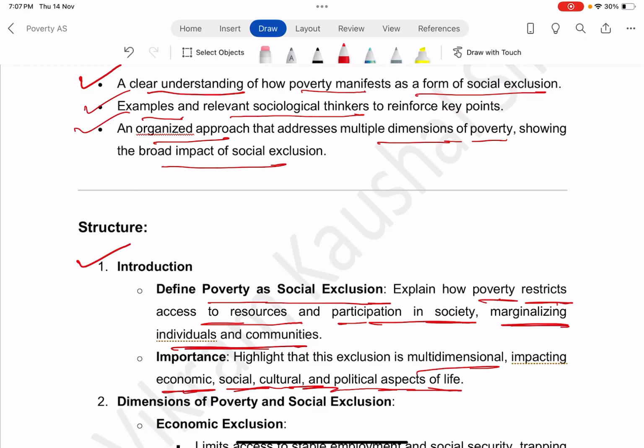So the first paragraph is going to be the introductory paragraph for us. And in this introductory paragraph, we are going to basically highlight poverty as a form of social exclusion, pointing out that it is multidimensional, right? Has various different domains of impact. Okay.